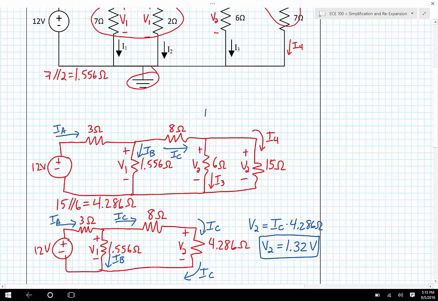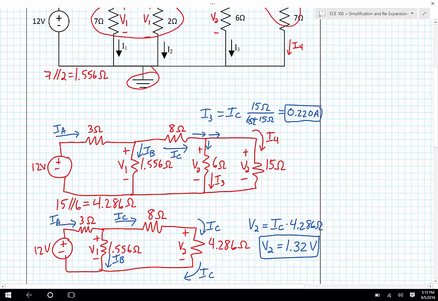I've kind of not left myself very much room here, but I can calculate I sub 3. I sub 3 by current division is going to be I sub C, because notice that I have I sub C coming in, I sub 3 coming out, and I sub 4 coming out. So I sub 3 and I sub 4 are sharing I sub C. So I sub 3 gets 15 ohms in the numerator, divided by 6 plus 15 ohms, and I sub 3 works out to be 0.220 amps. Box it, because that's one of my final answers.